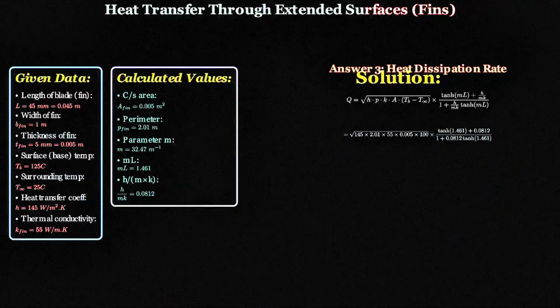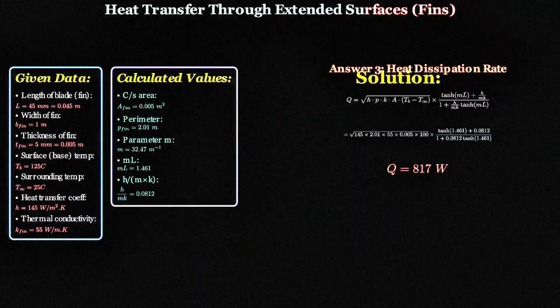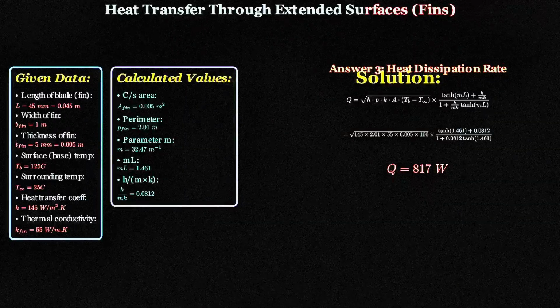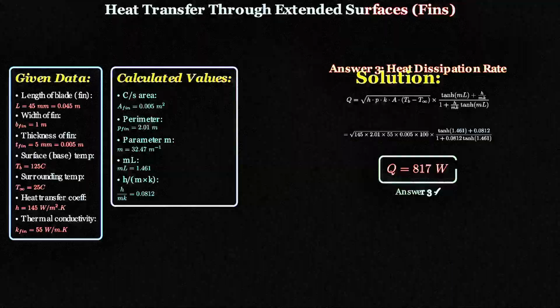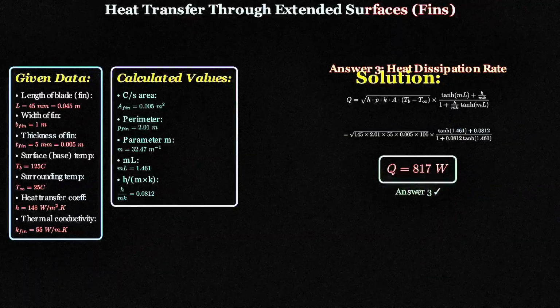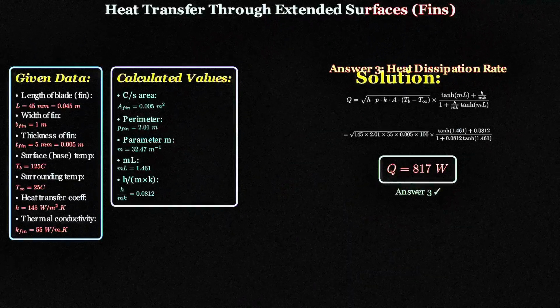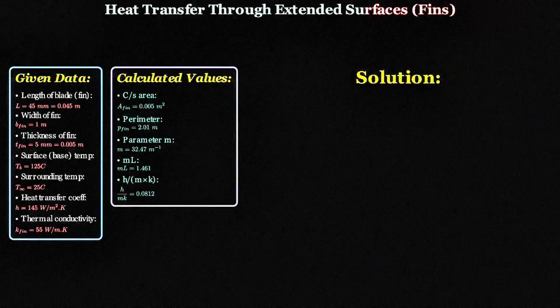Substituting all our values, Q equals the square root of 145 times 2.01 times 55 times 0.005, times 100, times [tanh(1.461) + 0.0812] all divided by [1 + 0.0812 times tanh(1.461)]. After calculating, we get Q equals 817 watts. This is the total rate of heat dissipation from the entire fin's surface.